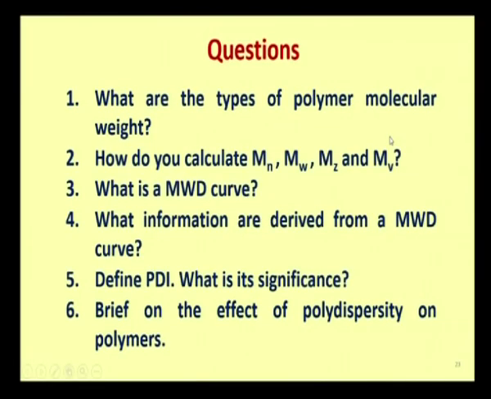What are the different types of polymer molecular weight? How do you calculate Mn, Mw, Mz and Mv? What is a molecular weight distribution curve? What information is derived from an MWD curve? Define PDI. What is its significance? Briefly explain the effect of polydispersity on the properties of polymers.